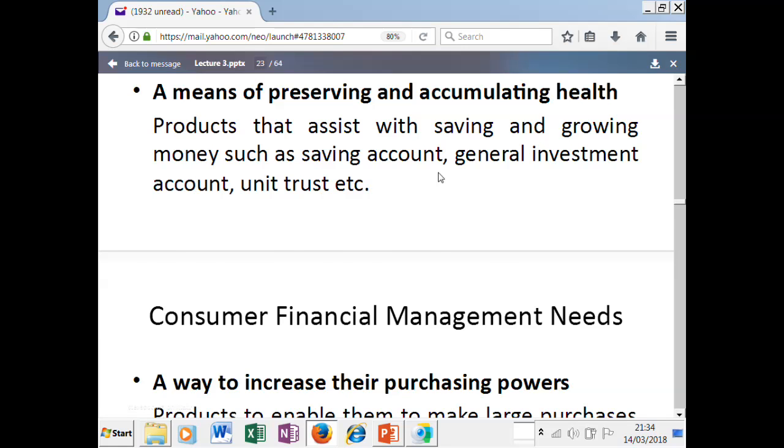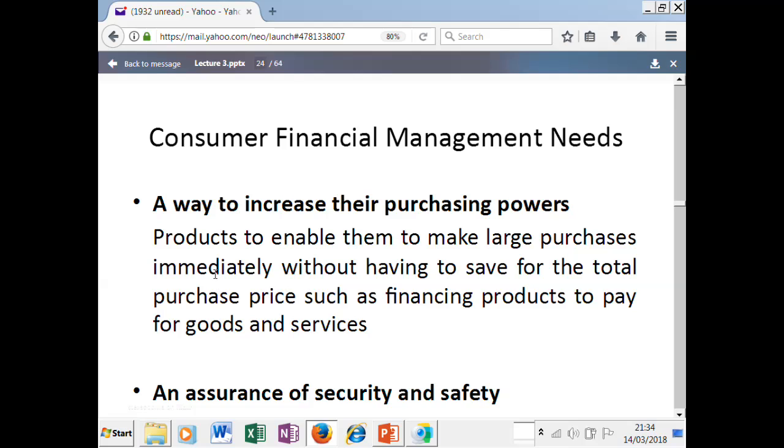And then a way to increase the purchasing power, okay, product to enable them to make large purchases immediately without having to save for the total purchase price. For example, tadi dia nak beli kereta. Okay, they want to buy car. They want to buy ASB. Okay, invest in ASB, but they don't have a lot of money kan. They want to get married. Nak kahwin tak ada duit tapi dah nak kahwin sangat kan.